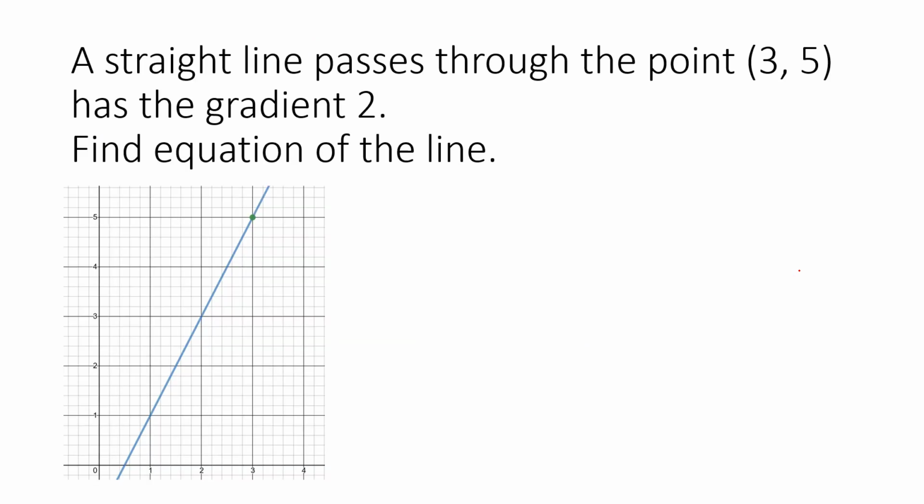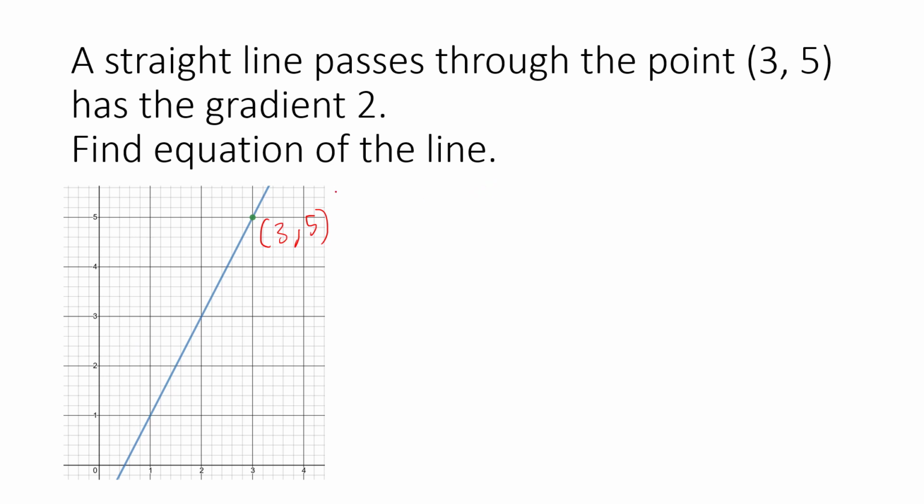Okay, so first example. A straight line passes through the point (3, 5) and has the gradient 2. Find the equation of the line. So over here, you can see that this point is (3, 5). And they already tell us that the gradient of the line is 2. So how do we go about solving this problem?